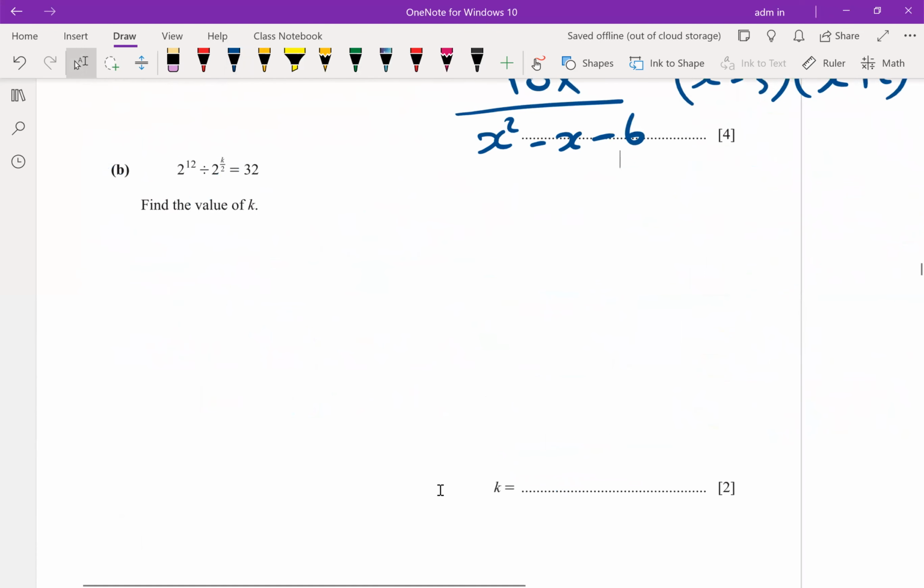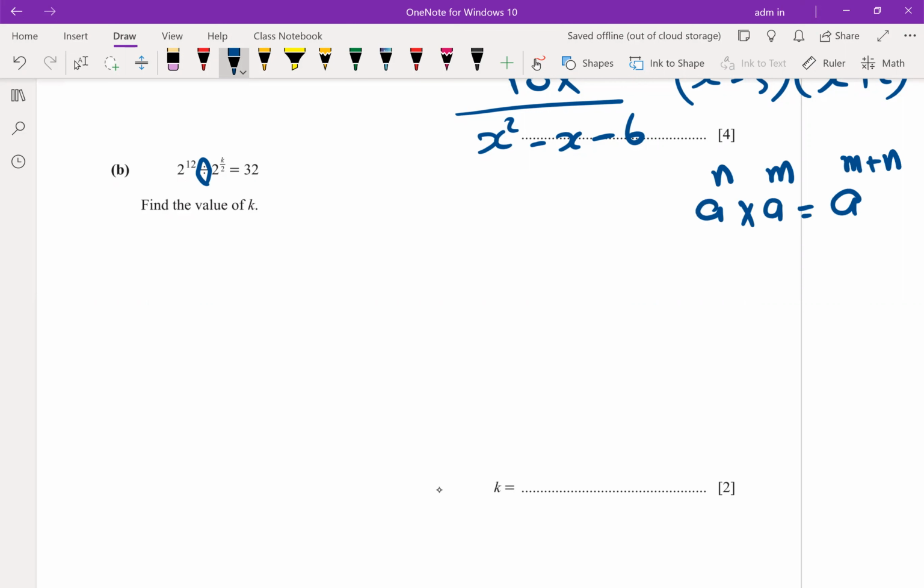Question part B. Do you remember when we divided same base, multiplication, addition, division, subtraction? If we have a to the power of n multiplied by a to the power of m, so the answer will be what? A to the power of m plus n. But if it is a to the power of n divided by a to the power of m, so the answer will be what? N minus m.